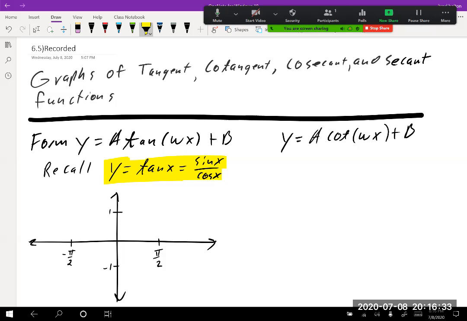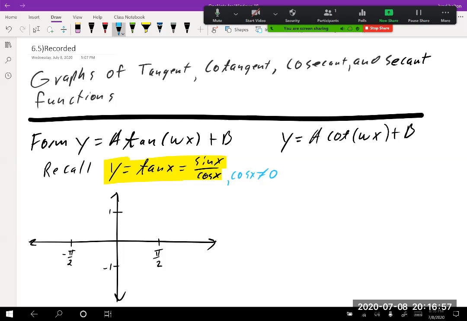So the cosine is in the denominator, so that means cosine of x cannot be 0. That cannot happen. So what would make cosine 0? Well, isn't cosine 0 at pi halves, at 3 pi halves, at 5 pi halves, 7 pi halves, and so on and so on.